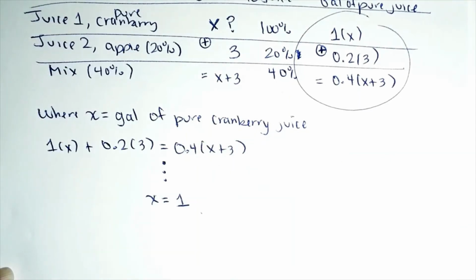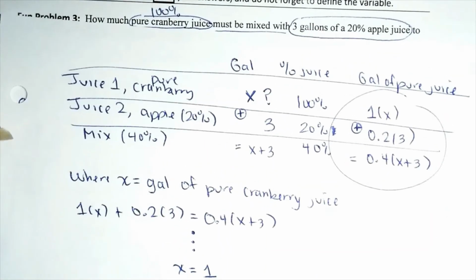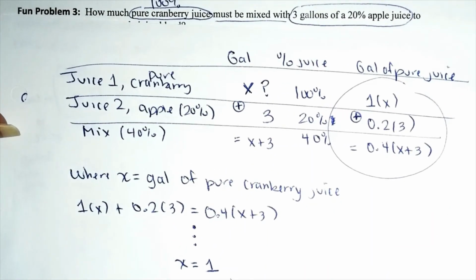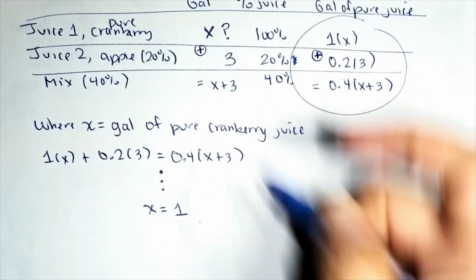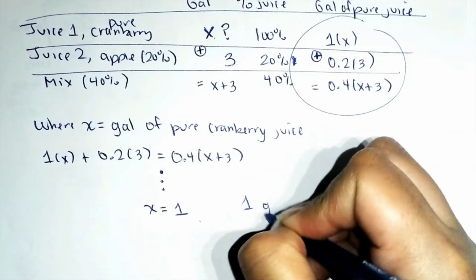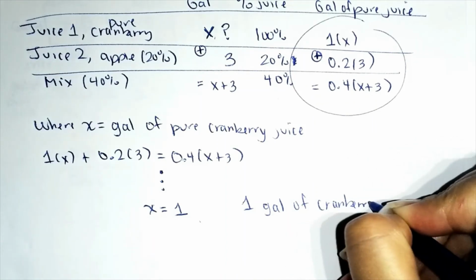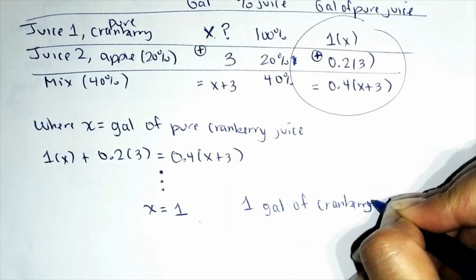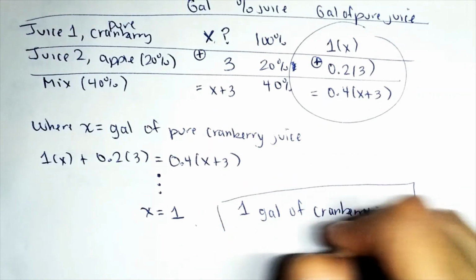Okay, so to answer the question, the question was how much pure cranberry juice. We said we needed X gallons. X is 1, so we need 1 gallon of cranberry juice. I don't know how to spell cranberry. Okay. Did I forget the word pure? No, I just omitted it for fun.